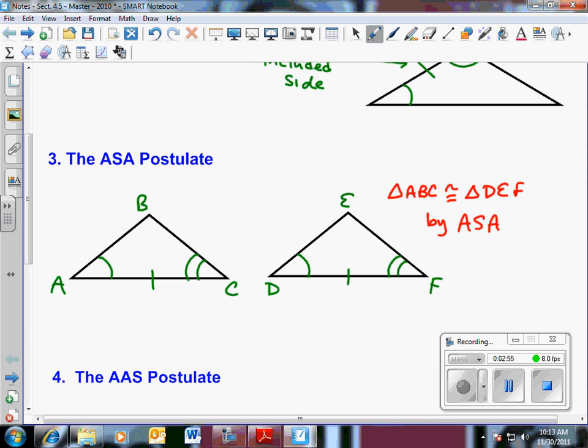What are the other two ways we could prove two triangles congruent right now? Side angle side, and side side side. And if we wanted to, the definition of congruent triangles: show that the three angles are congruent to the three angles and the three sides to the three sides. Okay. So there's 4 ways now.